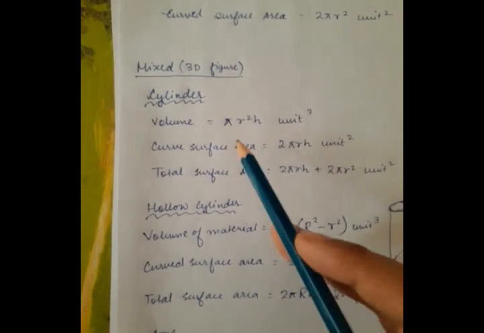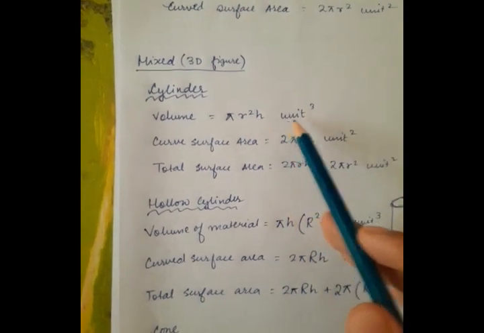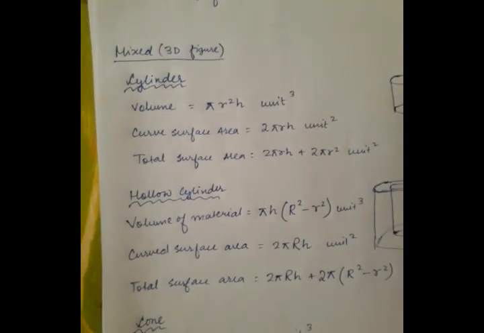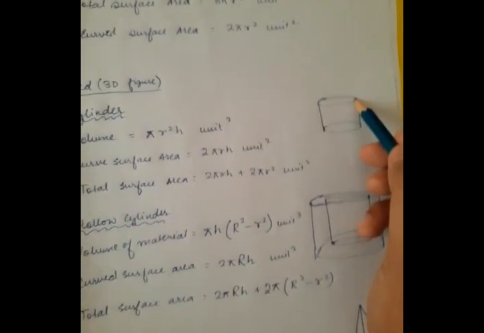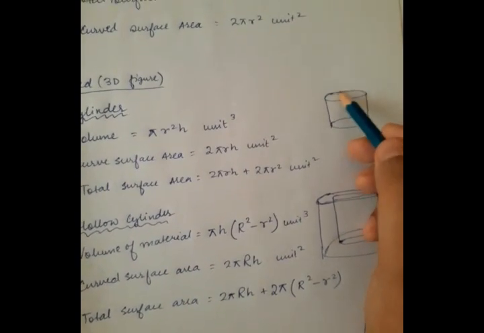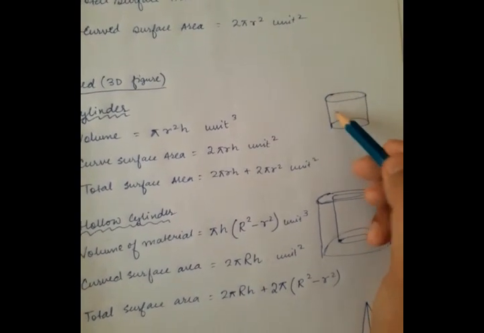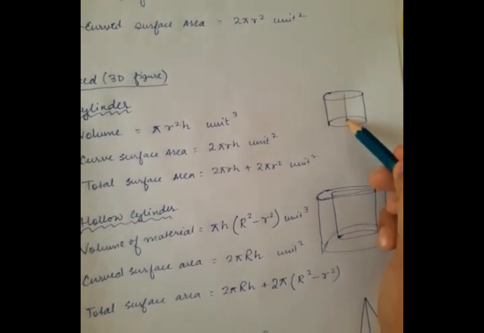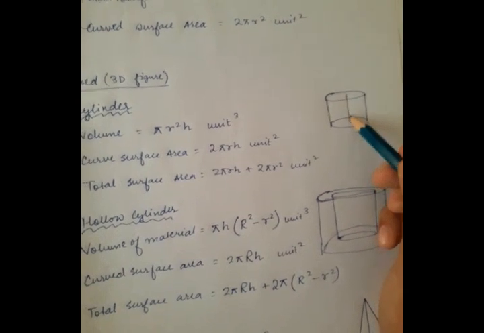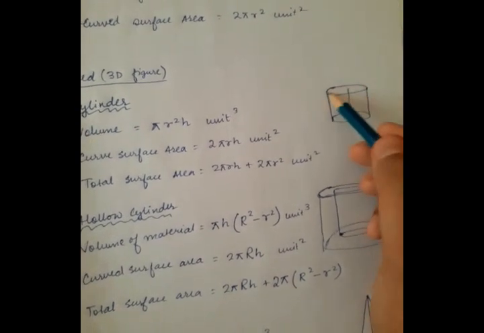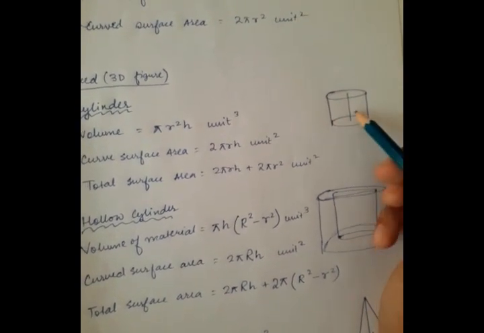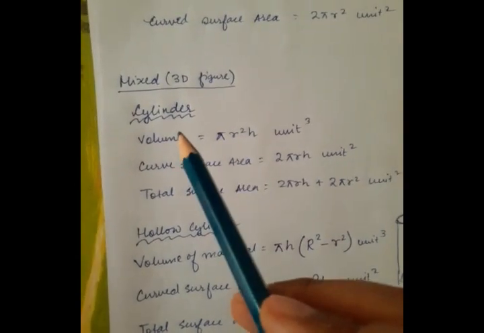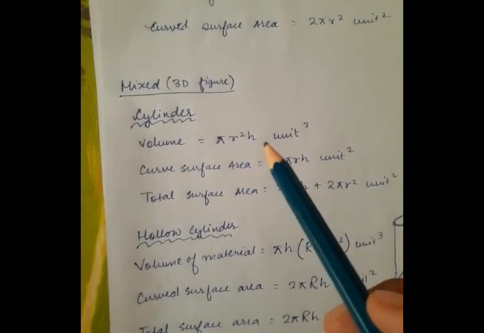Okay. The cylinder, the formula is pi r square h. Just remember this. This is a circle, a circular part, and this is the height. If we multiply it with this, it will be giving the volume of cylinder, pi r square h.